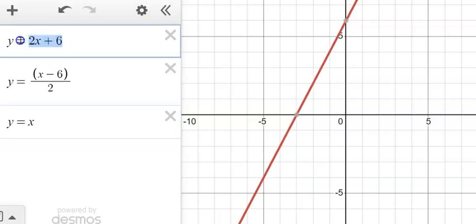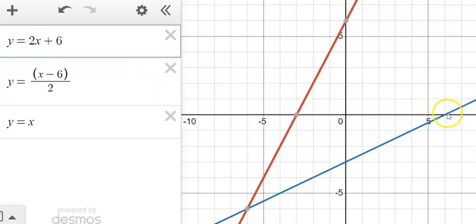So I took y equals 2x plus 6, which is this function in red. It has 0, 6 on it. It has a few other key points on it. When you inverse it, get rid of the plus 6 by subtracting 6 and get rid of the 2 by dividing by 2. Of course, I did all those steps. I'm not just typing something in.